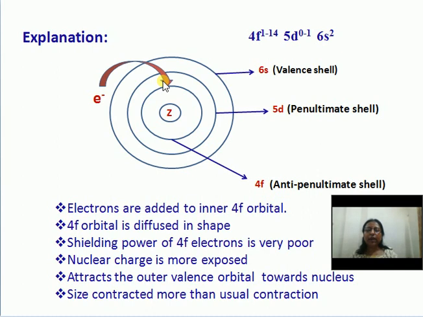So what will be the effect of that? You know that the 4f orbital is very much diffused in shape, and other than that these electrons are very poor shielders of nuclear charge. And what will be the effect? If the nuclear charge is not shielded properly, what will happen? It will drag the outer electrons and outer shells towards it, and the result will be the shrinkage of size, and that is happening here, and that is the main cause of lanthanoid contraction.